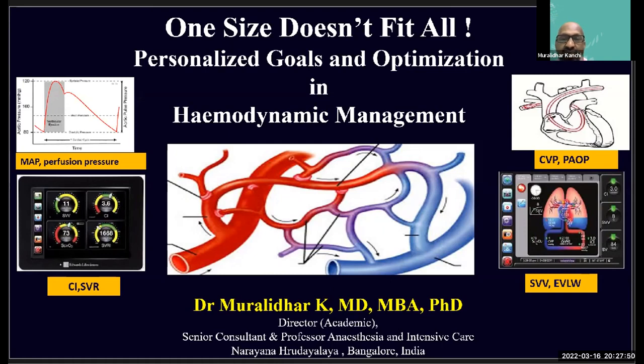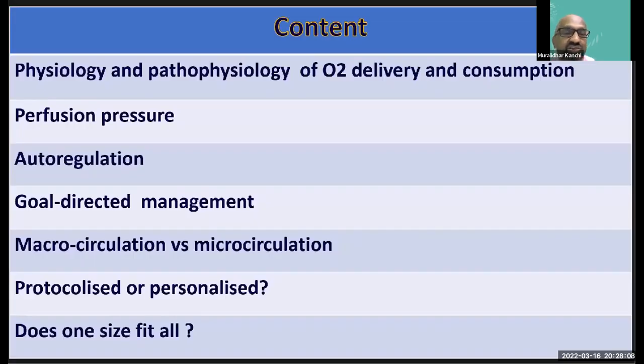But are we doing justice by going by one parameter? In fact, Dr. Satyam Parida mentioned that 65 millimeters of mercury mean arterial pressure is probably suitable, but we will just see how each patient is different. I'll be just touching upon physiology, what is autoregulation, what is protocolized versus personalized management, and at the end, we will see whether one size fits all.